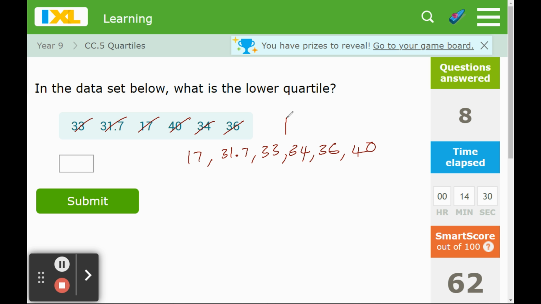First, you find the median, which is 33.5, halfway between those two. Then you look at the left-hand side and you find the median. This one is 31.7, and that's my lower quartile. Let's type it in there.